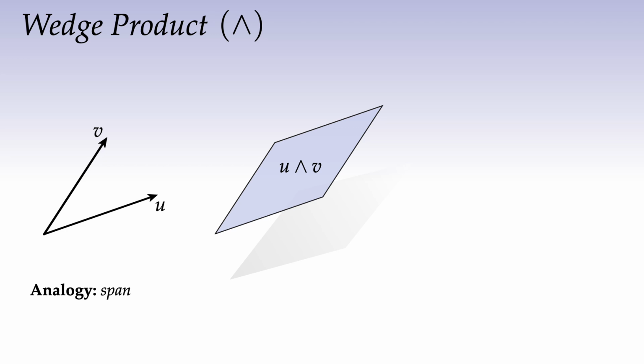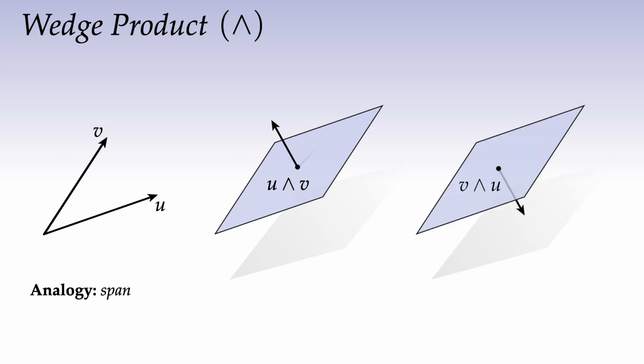Another really, really important difference between the span and the wedge product is this little piece of the plane has an orientation. When we do u wedge v, in this case, the orientation points up. If instead we did v wedge u, the orientation would point down. And for this reason, we write just notationally that u wedge v is equal to minus v wedge u. They have different orientations.